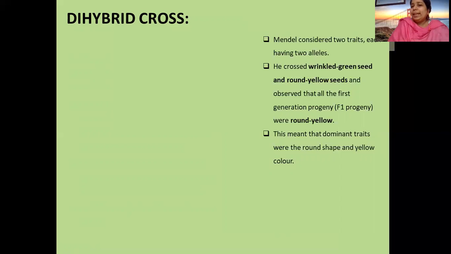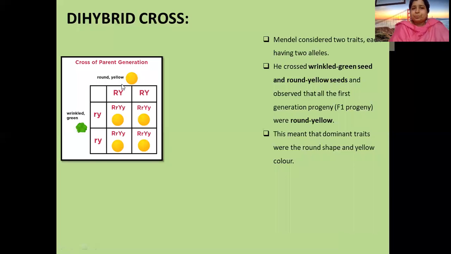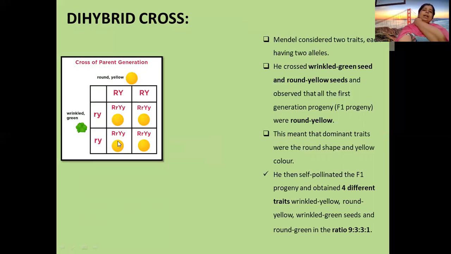So what did he find? He observed that all the first generation progeny was round and yellow. He took a green wrinkled and a round yellow, made the Punnett square, and found all of them to be round yellow. This meant that the dominant traits were round shape and yellow color. Since he found all of them to be yellow and round, this is the dominant version.